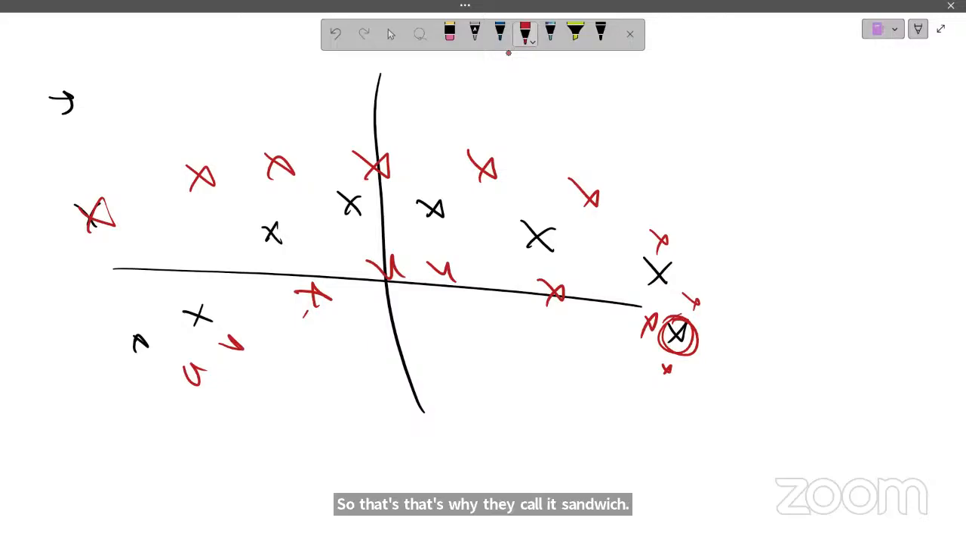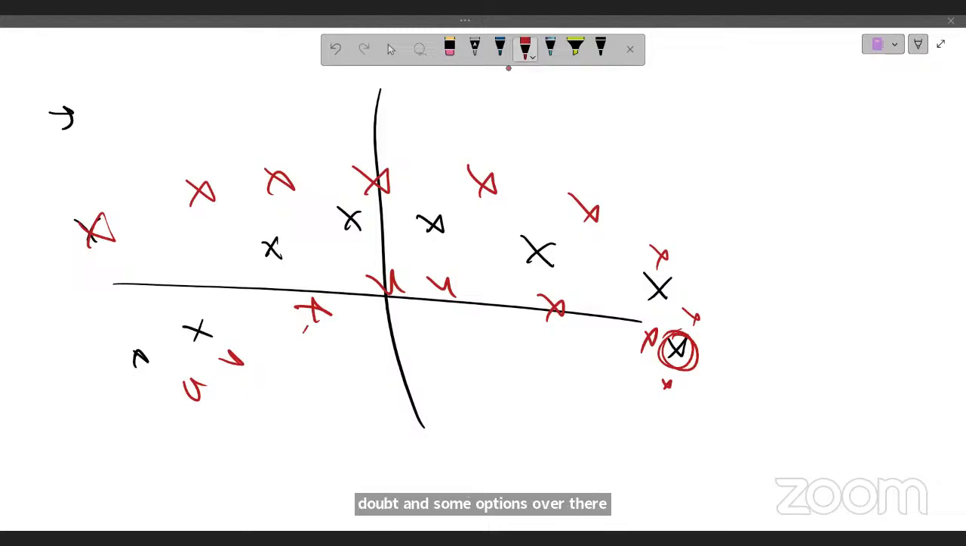Okay, ma'am. Ma'am, I have pasted one more question. I have a doubt in some options over there. Yeah. So what is this? Which of the following options is true? So decreasing sequence, increasing sequence. Okay. Which option do you have doubt in? The last one is clear.